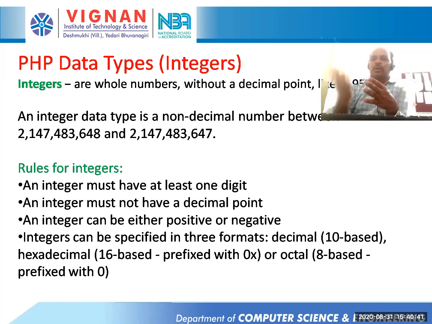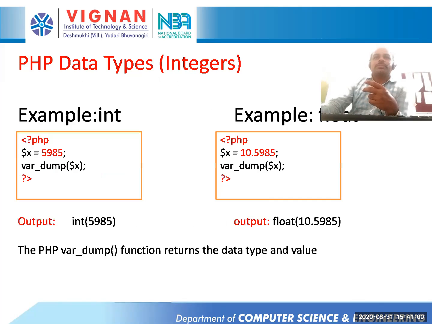The values of a decimal number are 0 to 9, the values of an octal number are 0 to 7, and the values of a hexadecimal number are 0 to 15, in which 0 to 9 are decimal digits, and the remaining numbers are represented by using the alphabets A, B, C, D, E, F. So this is about the integer data type.